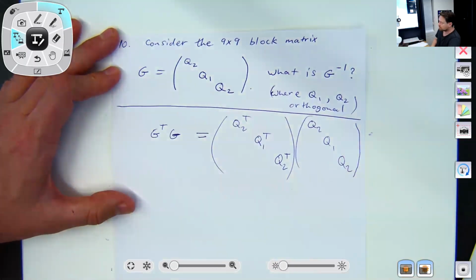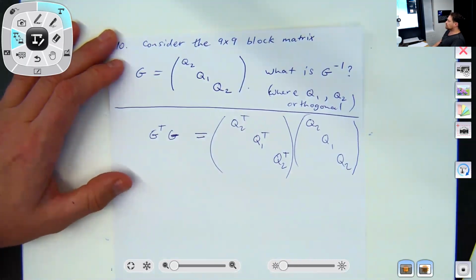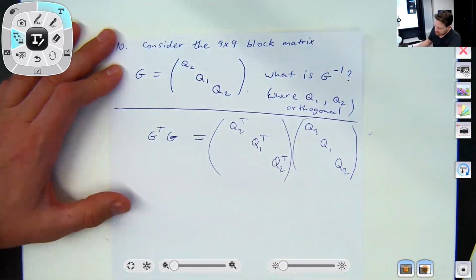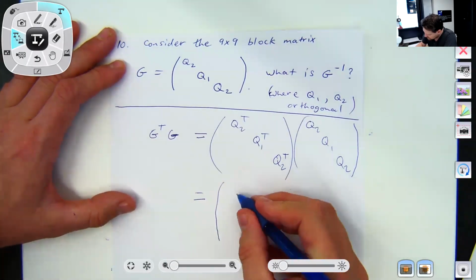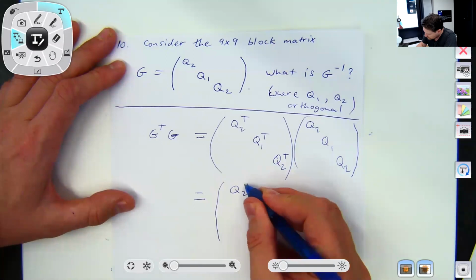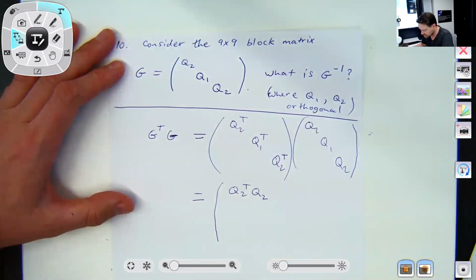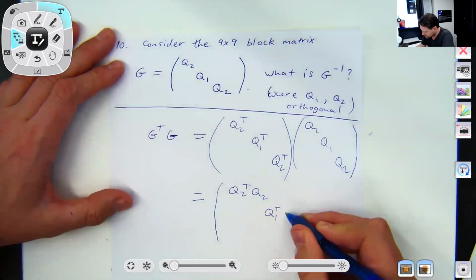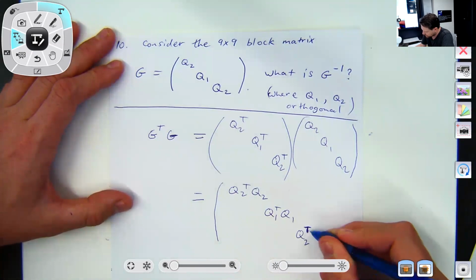All right, and now we just multiply. Okay, so this works the same way as if these are just entries of a 3 by 3 matrix. So what we can do then is say that this product is Q2 transpose times Q2, and then we've got zeros because we're just multiplying 0 matrices. And down here next we have Q1 transpose times Q1, and then Q2 transpose Q2.